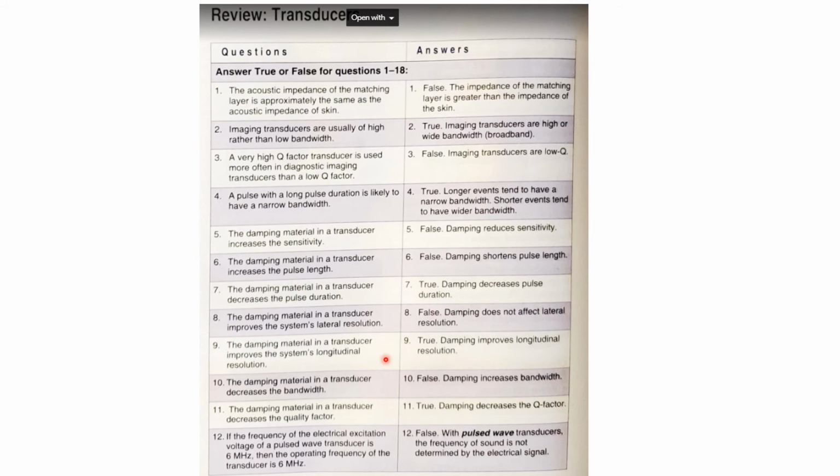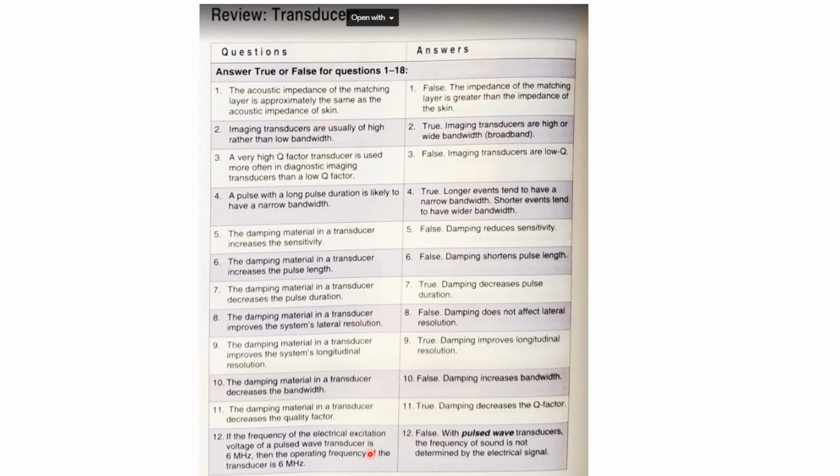The damping material in a transducer improves the longitudinal resolution. That is true. The damping material in a transducer decreases the bandwidth. That is false. Damping material increases the bandwidth. The damping material in a transducer increases the quality factor.